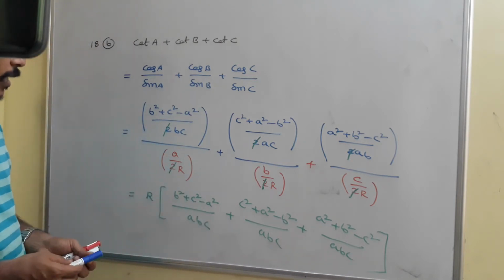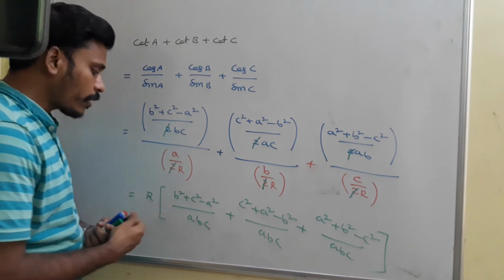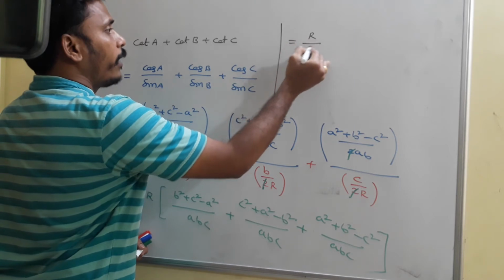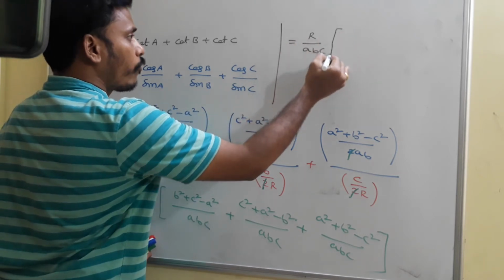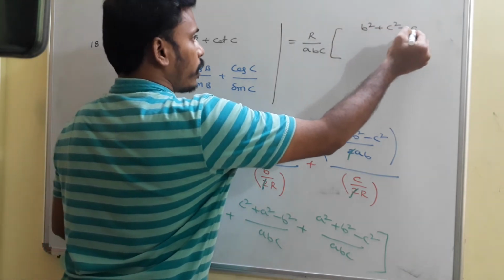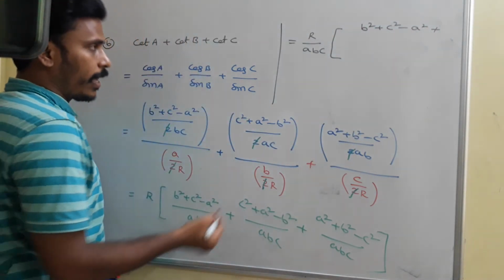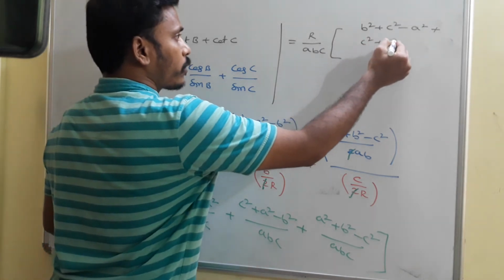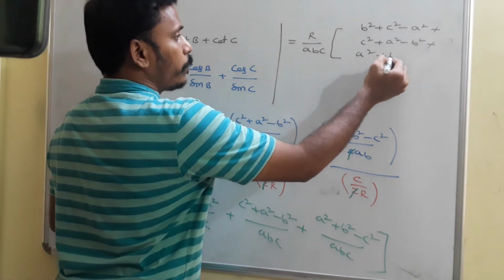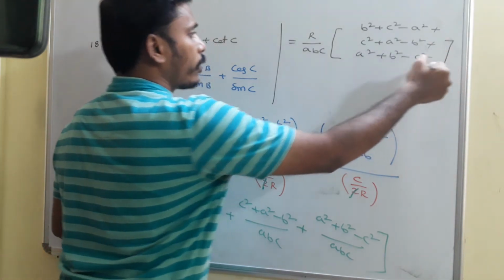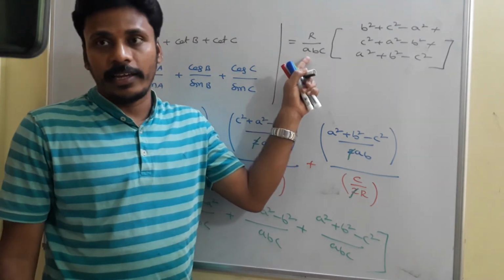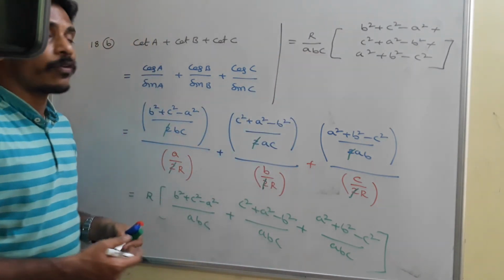So you just collect it out, and then this is what? And then this is equal to R by ABC of, what are these three terms? Those three terms are: B square plus C square minus A square, plus C square plus A square minus B square, plus, at the end, A square plus B square minus C square. Now you just simplify in the bracket, and think about this ABC again, because we need to show that it is in terms of delta.